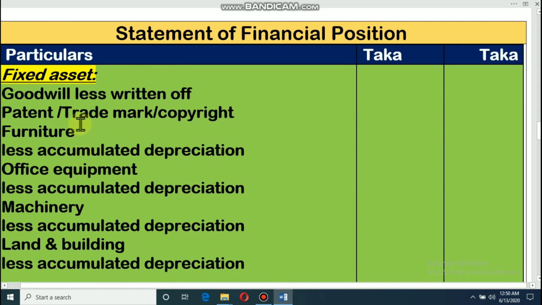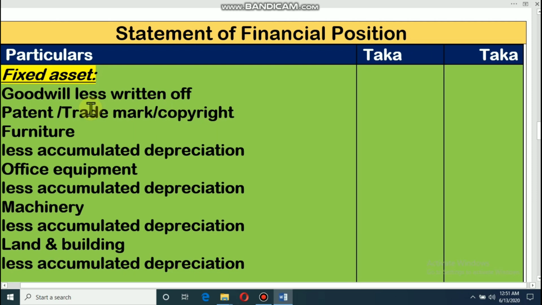Dear student, if the fixed assets are goodwill less written off, that means goodwill is a fixed asset, and from that goodwill if there is any written off, meaning the depreciation of this year, if any asset decreases, then that is called written off. You know that the value of asset will not remain the same. If you have a car, if you buy it for 10 lakh and at the end of the year you may sell it for 8 lakh.